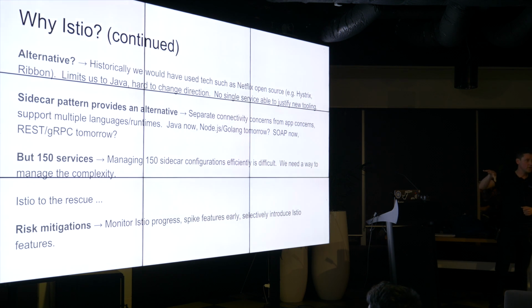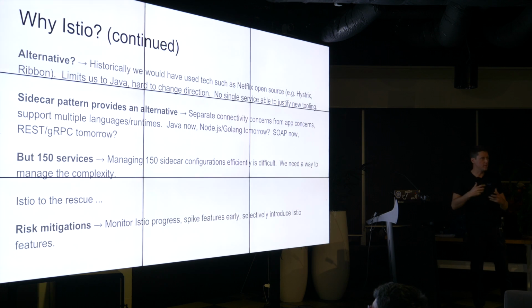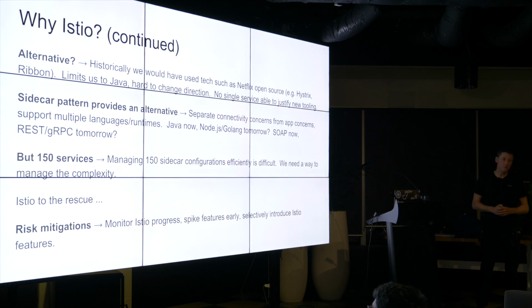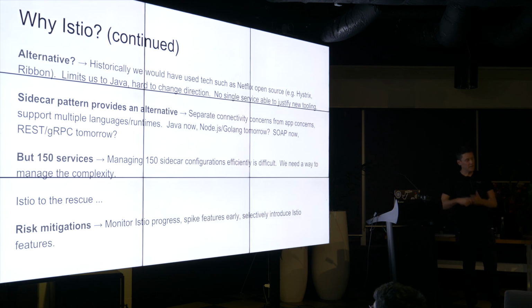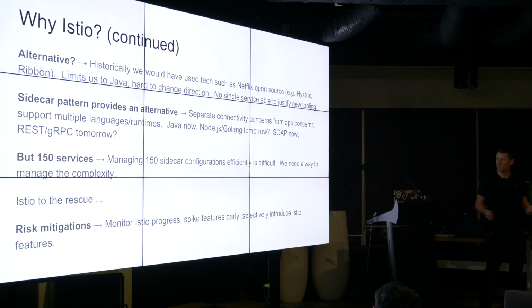So we wanted to move to the sidecar pattern, where we offload most of that complexity to a proxy running alongside our services. It separates the connectivity concerns from the application functionality concerns. So Java now, maybe Node.js or Golang tomorrow. It gives us that flexibility. But we have 150 services again, and I keep coming back to that. I'm very repetitive. But we've now just doubled the number of components we have to deploy. Managing 150 sidecars is complicated.